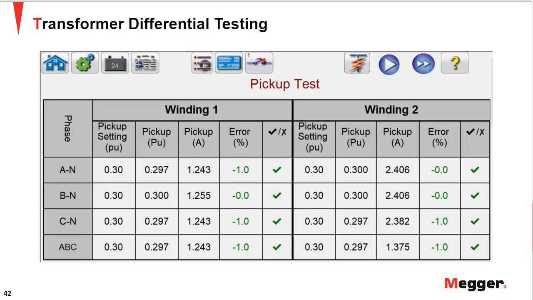A current lower than 1.25 is applied on A phase on winding 1, and it's ramped all the way until the relay picks up on the 87 element, because the setting is 0.3 per unit. And the same test is repeated on the other phases and for three phase.